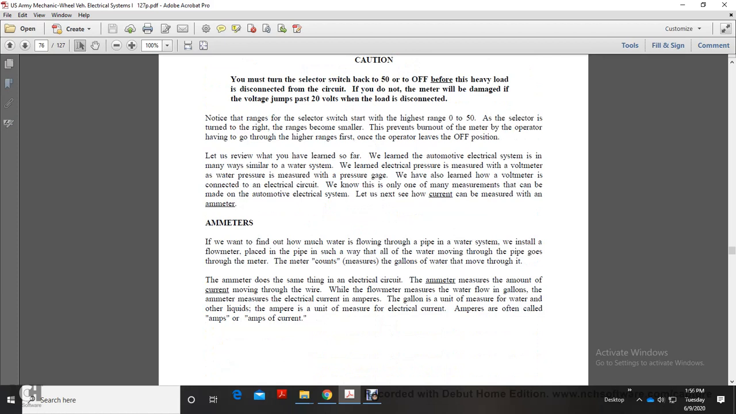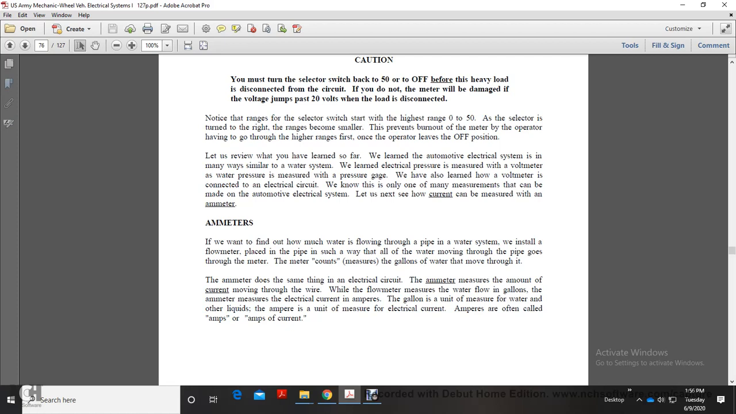We learned that automotive electrical systems are in many ways similar to water systems. We learned that electrical pressure is measured with a voltmeter, just as water pressure is measured with a pressure gauge. You also learned how a voltmeter is connected to the electrical circuit. It is one of the many measurements that can be made on automotive electrical systems. Let us now see how current can be measured with an ammeter.